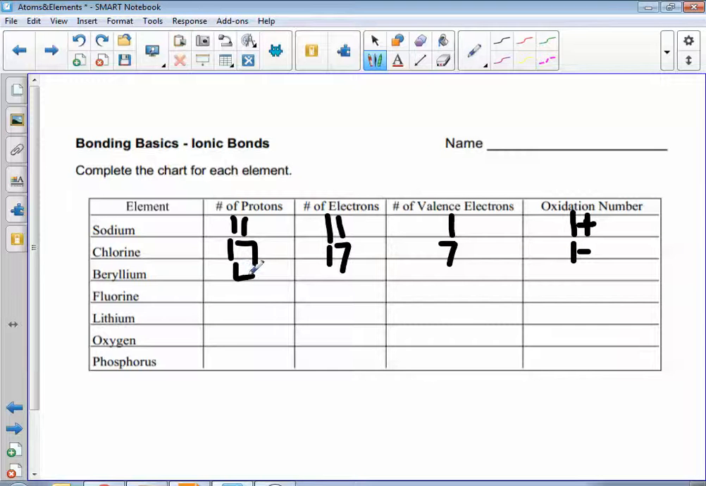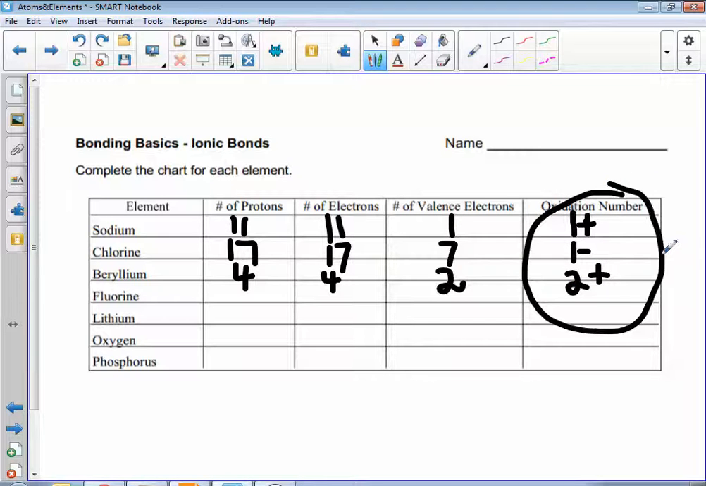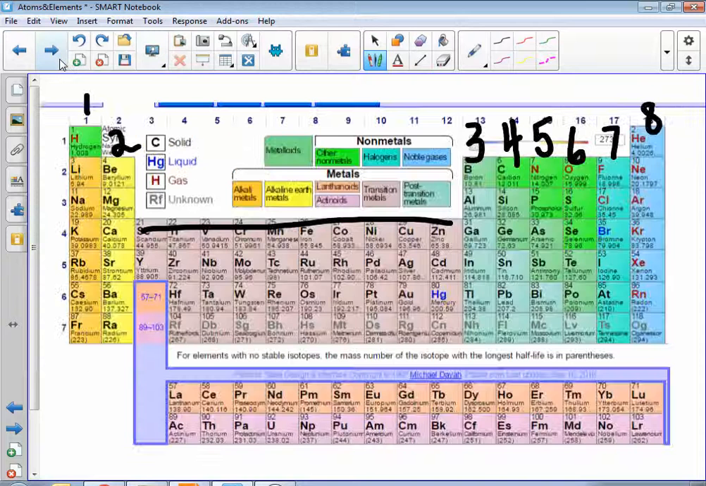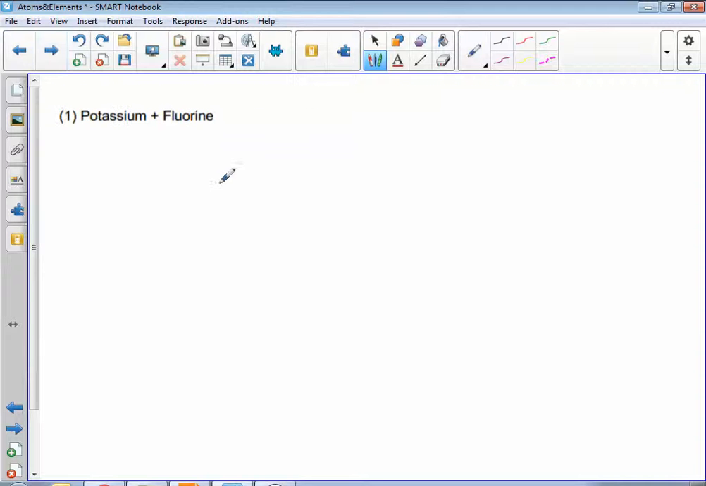Beryllium is element number 4, if you find that on the periodic table. Beryllium has, therefore, 4 electrons and 4 protons, and it's got 2 valence electrons, and beryllium, therefore, has an oxidation number of +2. If you are still a little unclear on these, I would invite you to go back to the first video to make sure you're clear on oxidation numbers. Let's move on to the first problem that we did in class, which was potassium and fluorine.